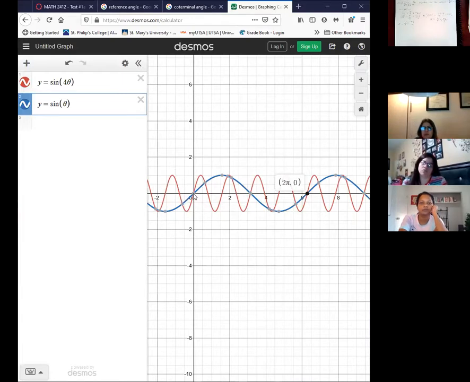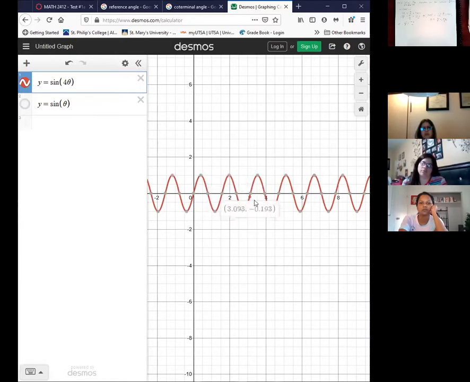But look at the red one. It goes up and down multiple times before it even gets to 2 pi, right? You see how 2 pi is way over here. So here's multiple periods. There's 1 period, 2 periods, 3 periods. So it basically repeats itself 4 times within 360 degrees, 1 revolution around our unit circle. Because of that, we're going to have a lot more solutions. Does that make sense?